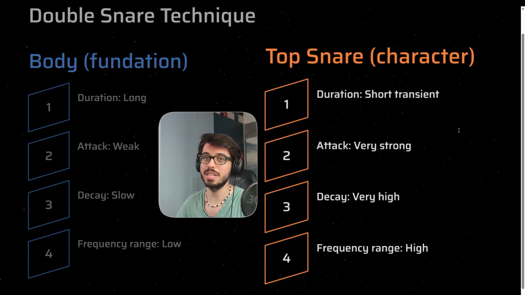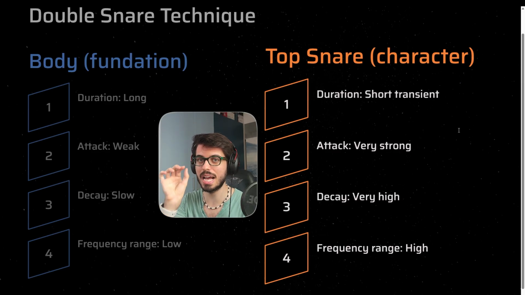Next up, we have the top snare. So this is a snare that we play on top of the body snare to give some character to the sound. The duration should be short. We do not want a long duration, because if we have two samples with long duration playing on top of each other, well, that's gonna create a lot of mess, a lot of confusion, and a lot of problems for mono speakers, okay? So we want to have just a transient at the beginning.